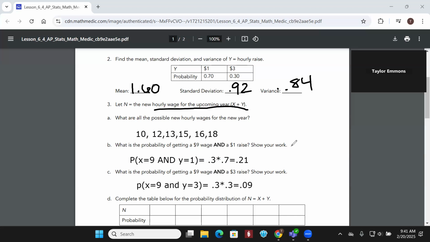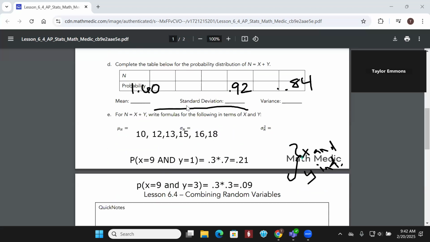Now remember, they told us that X and Y are independent. All right, so now you're going to fill in the table below. Remember, n is the new numbers. So that list that we made in part 3A, we're going to list across the top, and then you're finding the probability for each one. Okay, so the first one would be 10, and we found that probability in part 3B, which is 0.21. Can you find the rest of them?